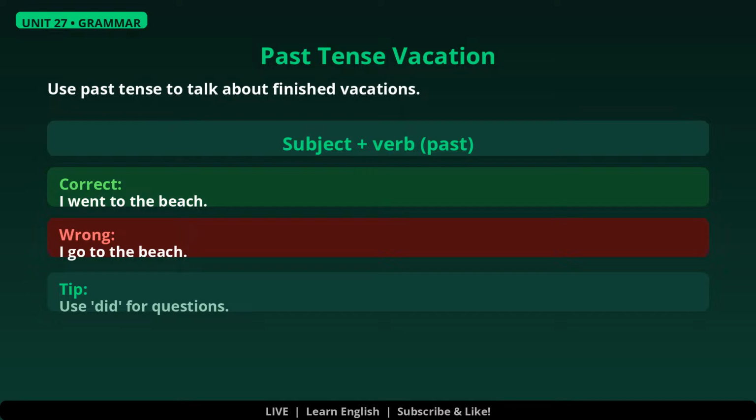Here's an important grammar point. Past tense vacation. Use past tense to talk about finished vacations. For example, I went to the beach. A helpful tip, use did for questions.